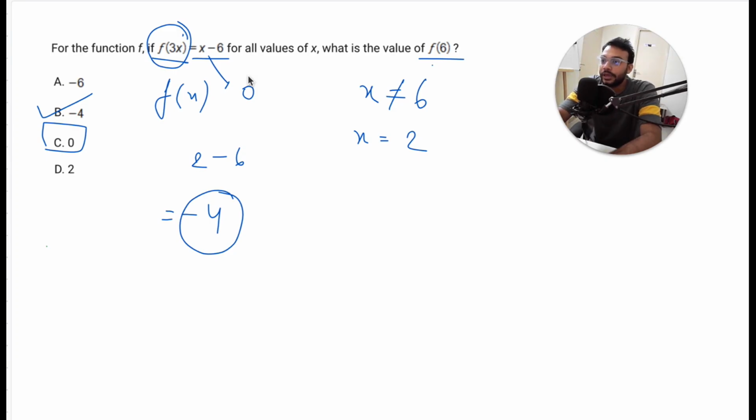So this is how we come to an end of our hard difficulty practice for linear functions as part of our Digital SAT Algebra practice. So make sure you do this properly.